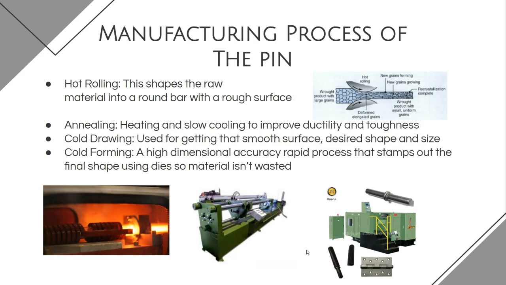The manufacturing process of the pin starts off by hot rolling the raw material into a round bar with a rough surface. After that, the heat treatment and annealing process starts off, and we do this so we can improve the ductility and toughness of it. Then the tubing is cold drawn to get that smooth surface finish, desired shape and size. And then finally, using cold forming, which is a high dimensional accuracy rapid process that stamps out the final shape using dies so the material isn't wasted, we're able to get that final pin shape.